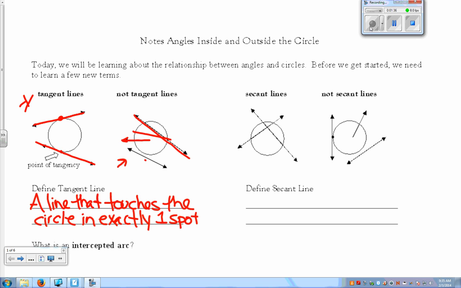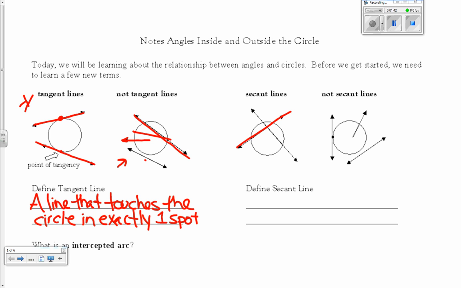A secant line, our next example, are lines that touch the circle in two locations. Okay, so in this one, it's going through twice. It touches here and here. So our diameter, our chords can be secant lines. Over here, these are not secant. This one's actually tangent because it's touching one point. Here, it's only going through one time. Here, it's not touching at all. All right, so secant lines are lines that cross through twice.